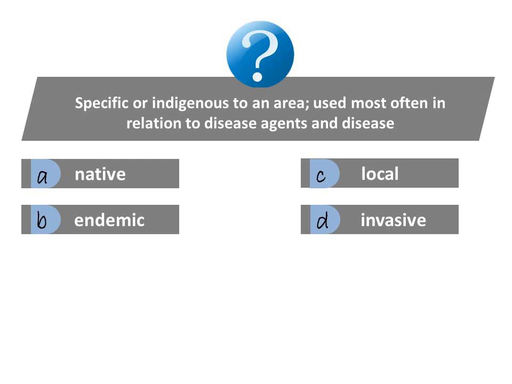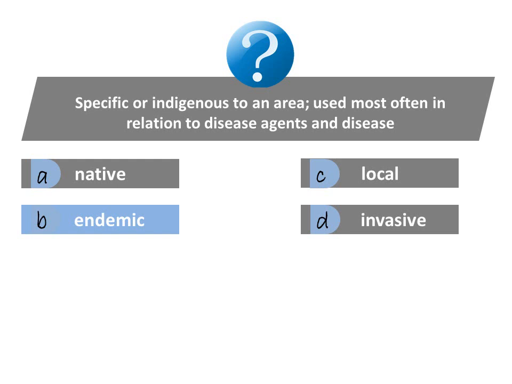Next question, specific or indigenous to an area, used most often in relation to disease agents and disease. A, native, B, endemic, C, local, D, invasive. So, it is a term used to refer specific or indigenous, okay, indigenous organisms to an area. The correct answer is letter B, endemic.